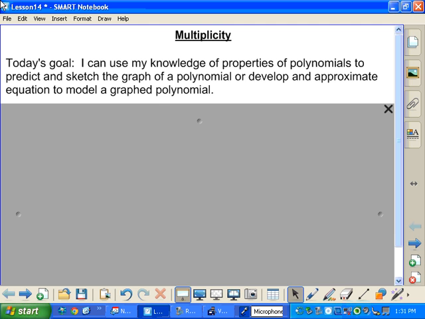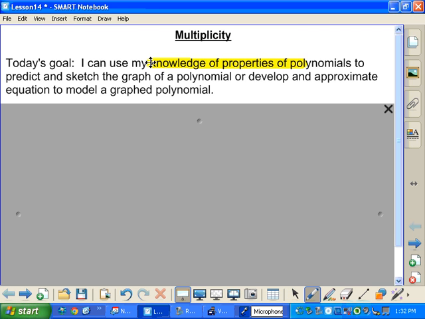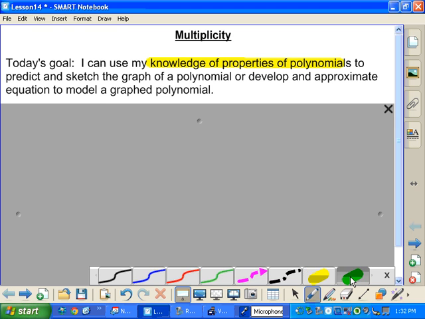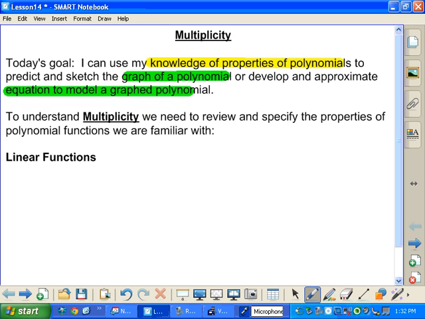So basically what we're going to do is I'm going to develop this through the lesson. Okay? I'm going to build your knowledge of properties of polynomials because you don't have any at this point, or not the ones we need. And then once I go through and show you that, I want you to be able to graph a polynomial and I want you to come up with an equation for a polynomial. So those are the two outcomes. The yellow is what I'm going to do for you. All right, so here we go.